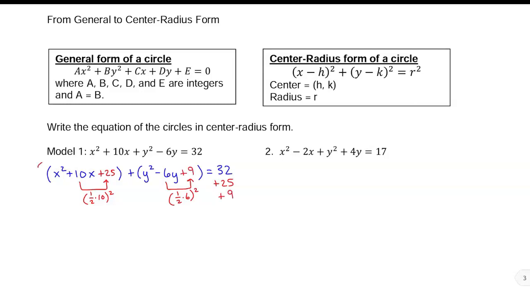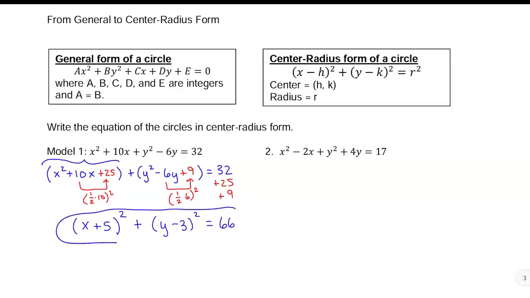This trinomial that we set up, x squared plus 10x plus 25, is a perfect square trinomial, which means it factors into a perfect square. It factors into (x plus 5) squared. The y trinomial factors into (y minus 3) squared. And then on the right side of the equal sign, I just need to add those numbers together. I get 66 when I add those numbers together.